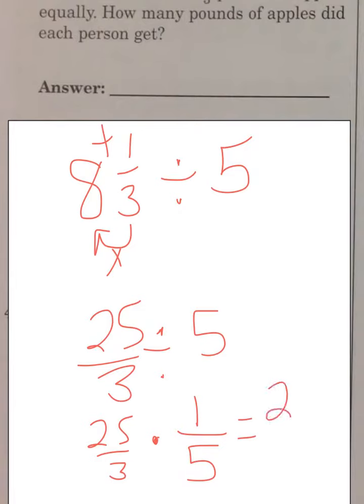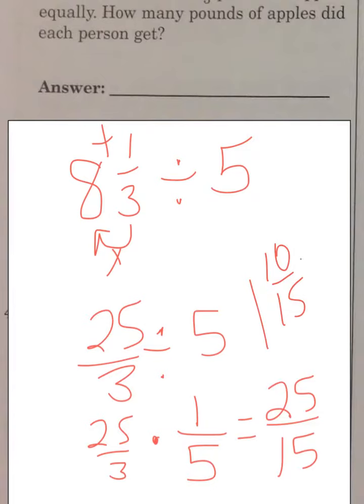And you will get 25 times 1 is 25. 3 times 5 is 15. You can reduce this to 1 10/15 and keep going to simplify it so that the answer is 1 2/3. And it's a word problem, so you want to make sure you have the label pounds of apples.